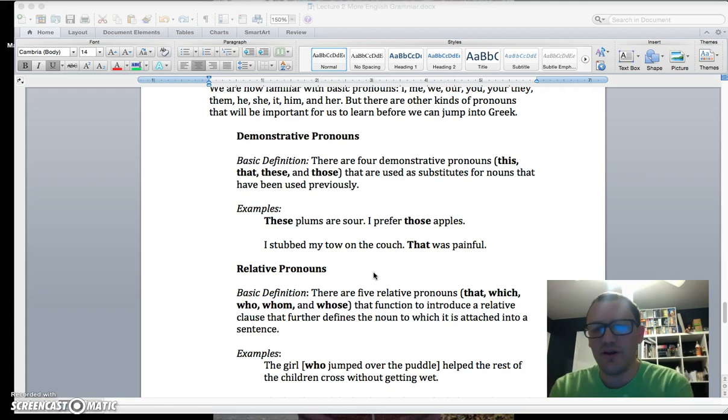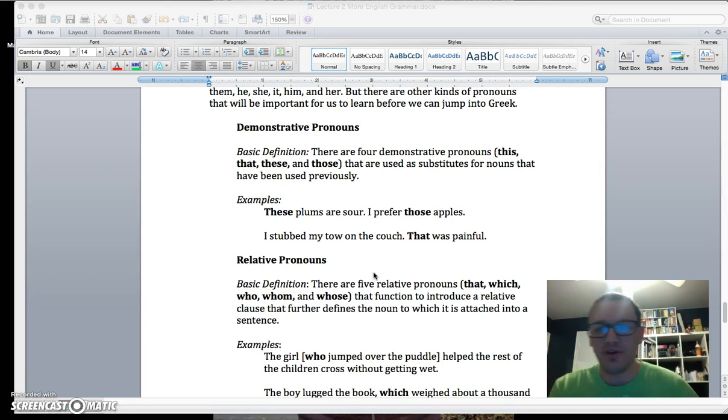The relative pronouns are another category of speech that we misuse fairly often in the English language. These are generic pronouns that introduce a relative clause. That is, a clause that tells you a little bit more about a noun in the sentence, but is disconnected from the main verb of the sentence. So I give you an example here. The girl who jumped over the puddle helped the rest of the children cross without getting wet.